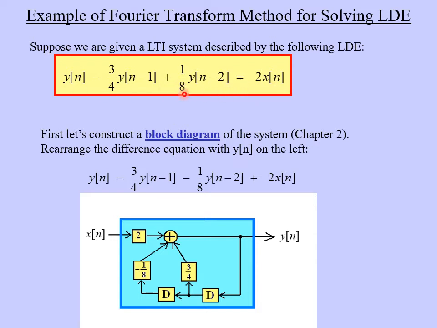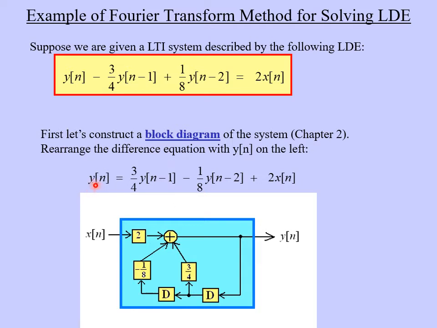Before we use our new method here, let's construct a block diagram of this system. This is a good review from chapter 2. Remember, the way to draw a block diagram is we take this y of n and put it by itself on the left side, and move all these other terms over to the right side. So this is the difference equation just rewritten. The reason we do this is we can now draw the block diagram directly from this difference equation.